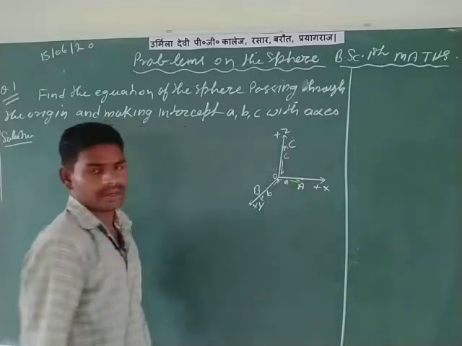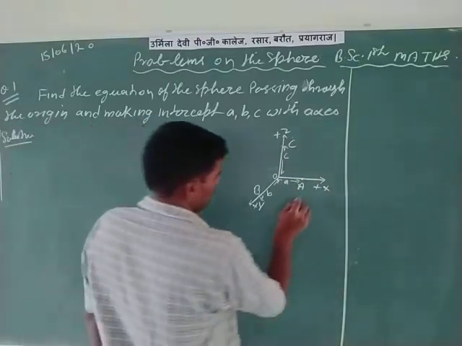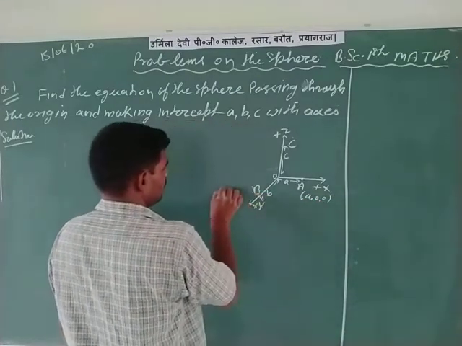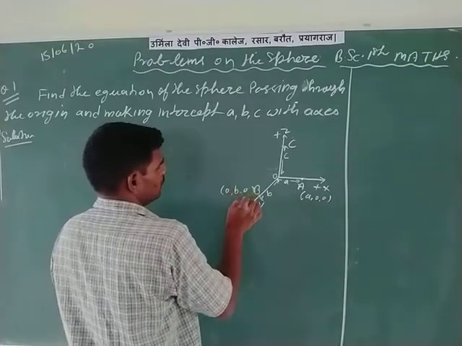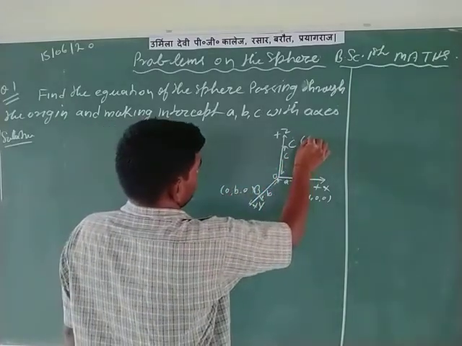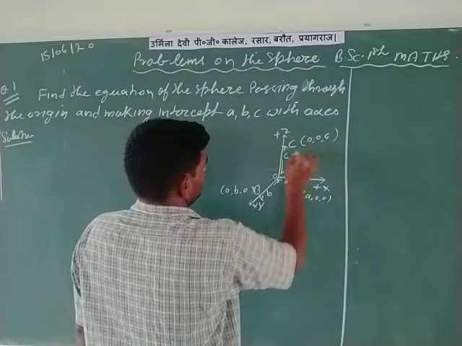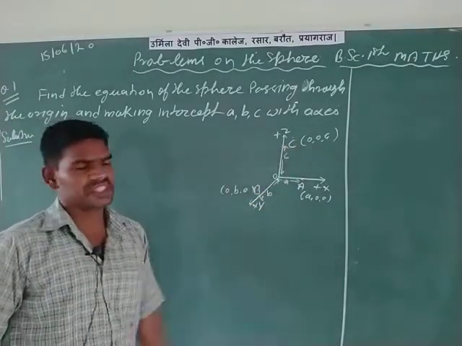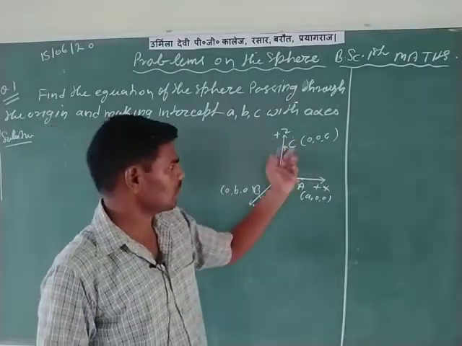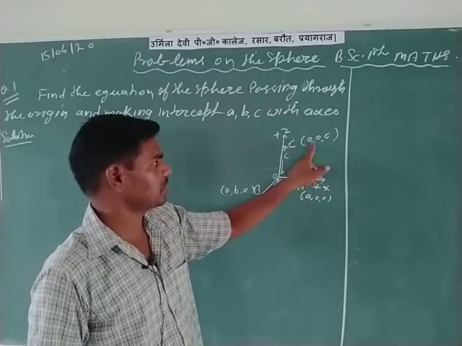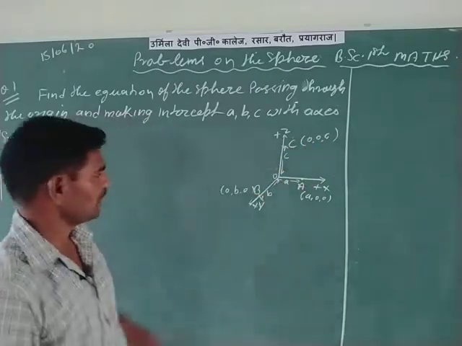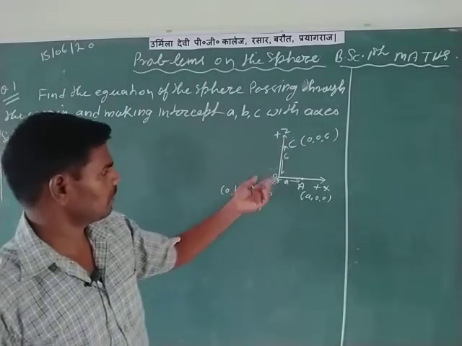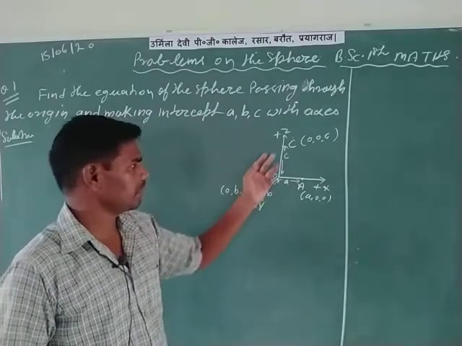So the coordinates of point A are (a, 0, 0), the coordinates of point B are (0, b, 0), and the coordinates of C are (0, 0, c). Here this is point C, and the distance is denoted by c. So the coordinates of point C are (0, 0, c). According to the question, our required sphere must pass through the origin and points A, B and C.